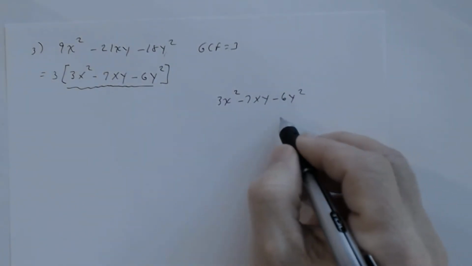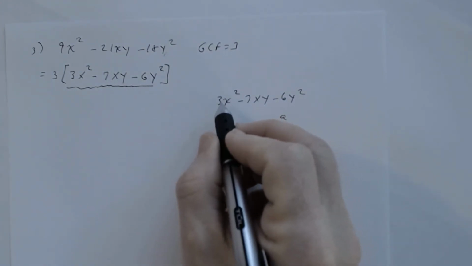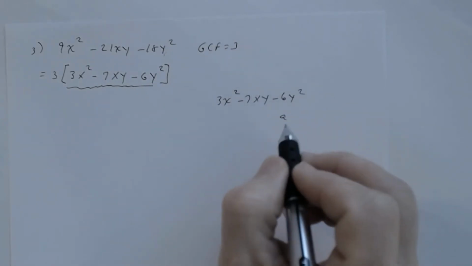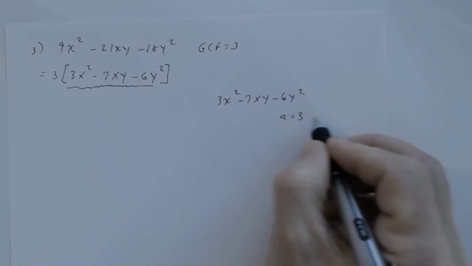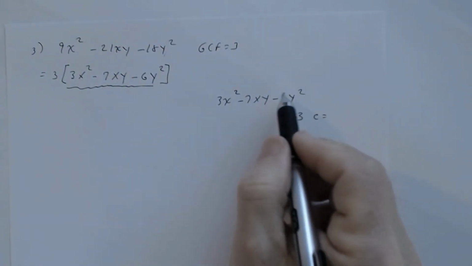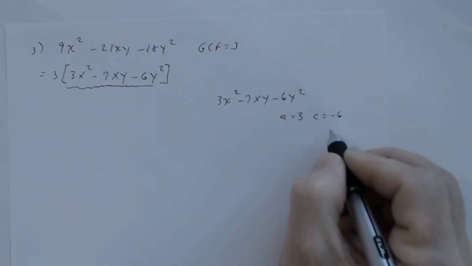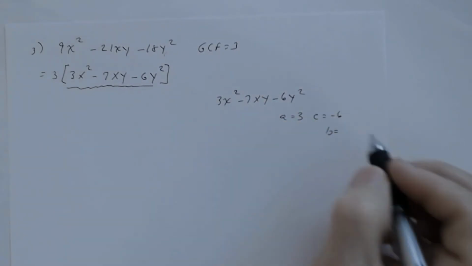So when you talk about A, B, and C, remember we wrote this in descending order in terms of x. So x squared, x to the first, and no x. So A would be the coefficient of x squared, which is 3. C would be the coefficient of y squared, which is negative 6. Now be careful, make sure you say negative 6 and not 6. And B is the coefficient of the xy term, which is negative 7.